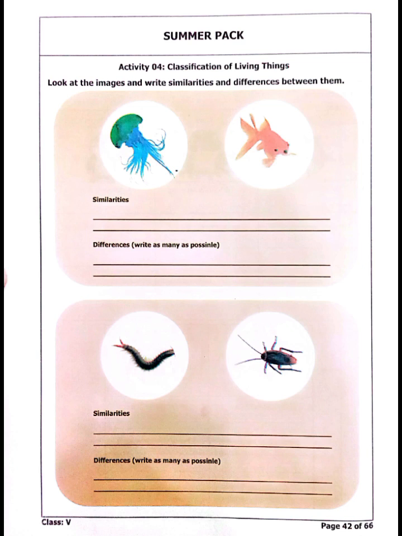Activity 4 is look at the images and write similarities and differences between them. You have to write the same things and different things in these pictures. First, you are given two types of fishes. You have to write similarities, which things are the same in both types of fishes, and then the differences between those types of fishes. In the pictures given below, you also have to write the similarities and differences between those types of insects.